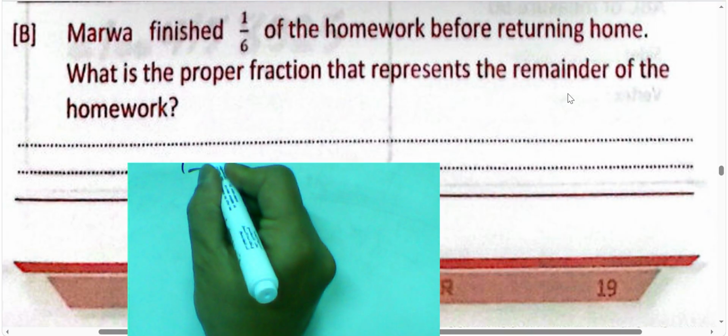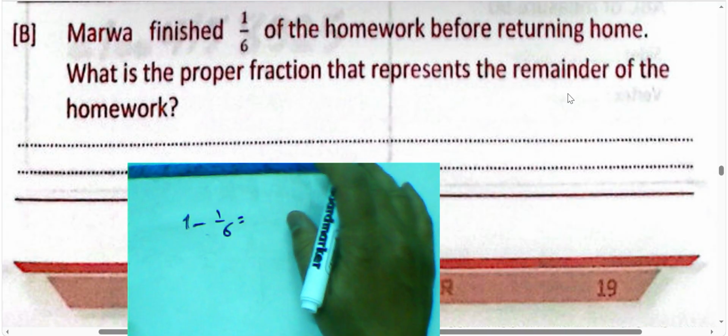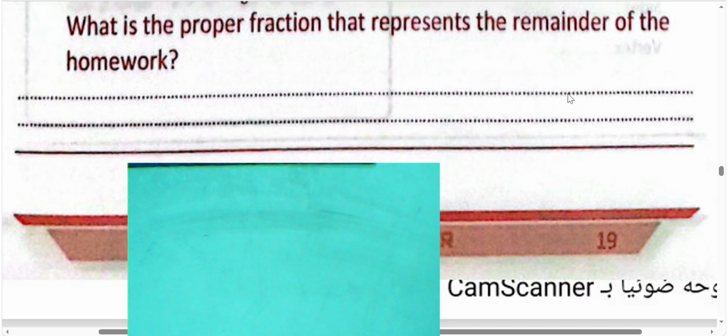Marwa finished 1/6 of the homework before returning home. What is the proper fraction that represents the remainder of homework? يعني مروة خلصت 1/6 من الهومورك بتاعها before returning home، قبل ما ترجع البيت. What is the fraction بيعبر عن الريميندر، فأقول له 1 subtract 1 over 6. يبقى ال 1 هنا هتبقى 6 over 6 minus 1 over 6 تعطيني 5 over 6. يبقى الريميندر 5 over 6.